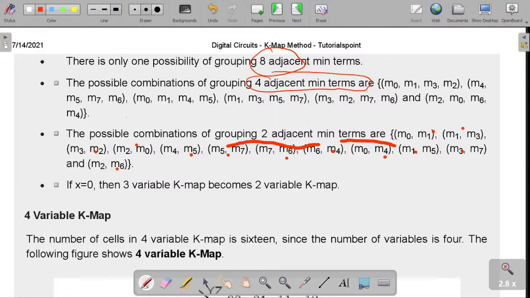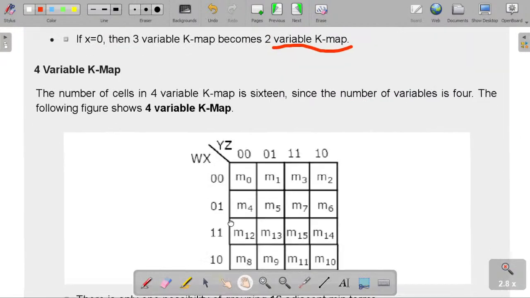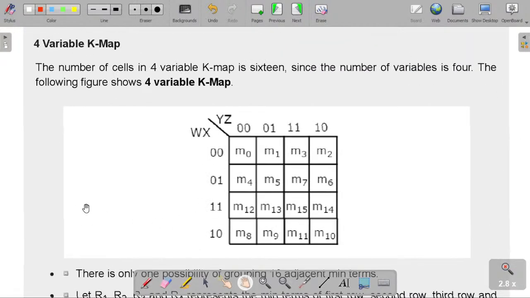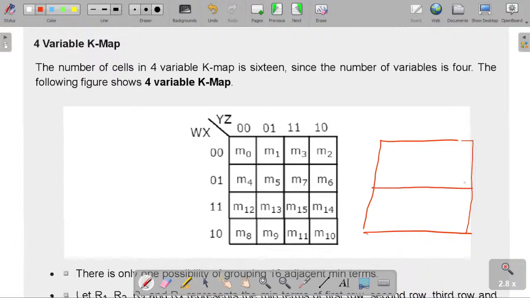If x is 0, then the 3 variable K-map becomes a 2 variable K-map, meaning if one variable is not there, then it is a 2 variable K-map. Then for the 4 variable K-map, this is how we write it. For a 4 variable K-map you need to draw a square box and divide it into different cells.